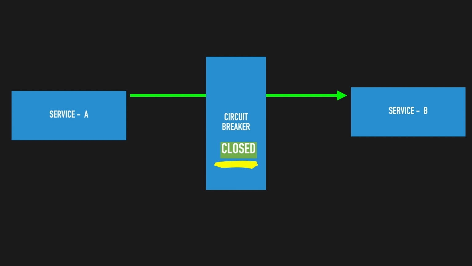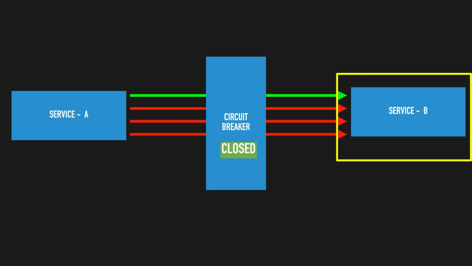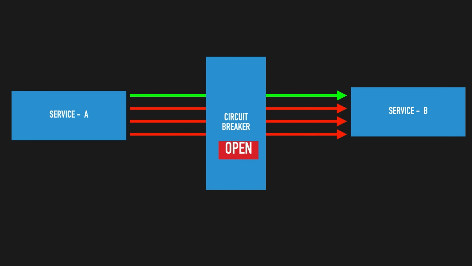But let's say now the circuit breaker monitors that some of the calls from service A to service B are failing. Now the circuit breaker understands that there is something fishy going on in service B, that it might be down, and I should not allow any calls to service B because we should avoid calling a service which is not functioning. So the circuit breaker quickly changes the state to open.